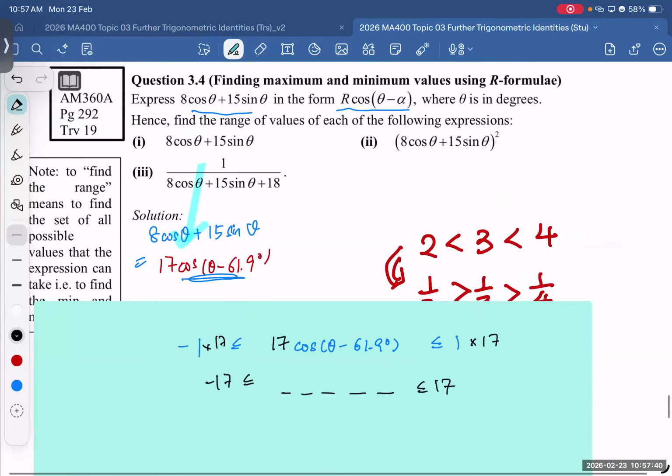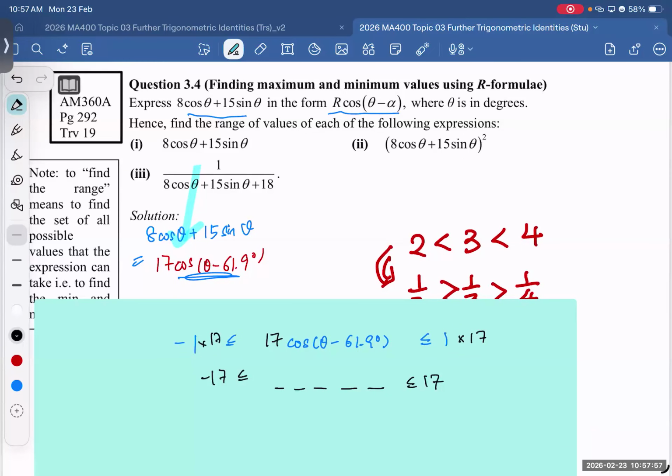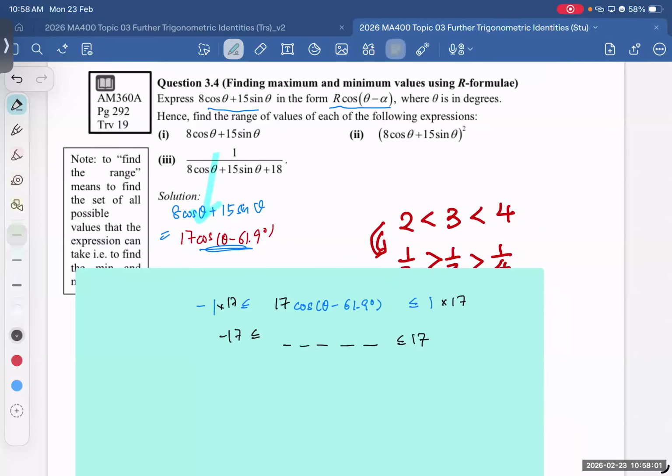Okay, that is why for part one, you can see the answers between -17 and 17. If you see a dot, please don't follow me. It's because I'm lazy. Now, if you are at part two, part two basically is a squared function.